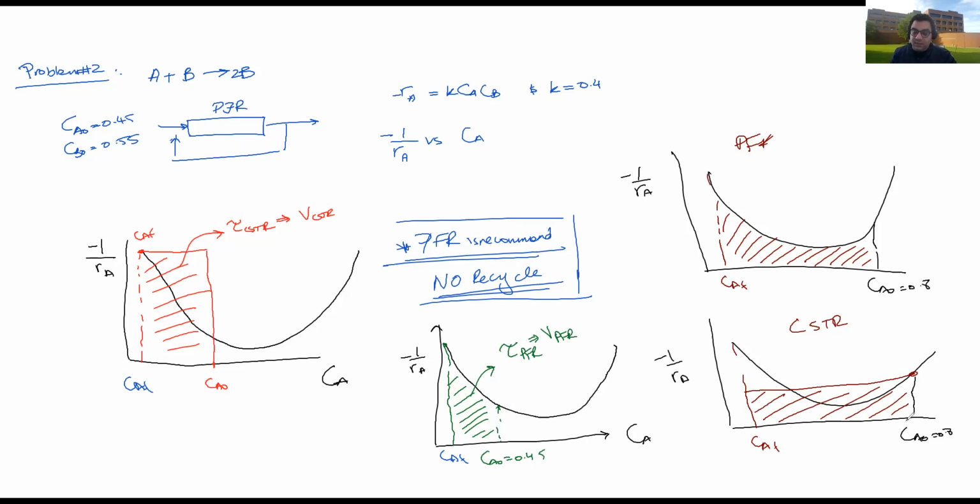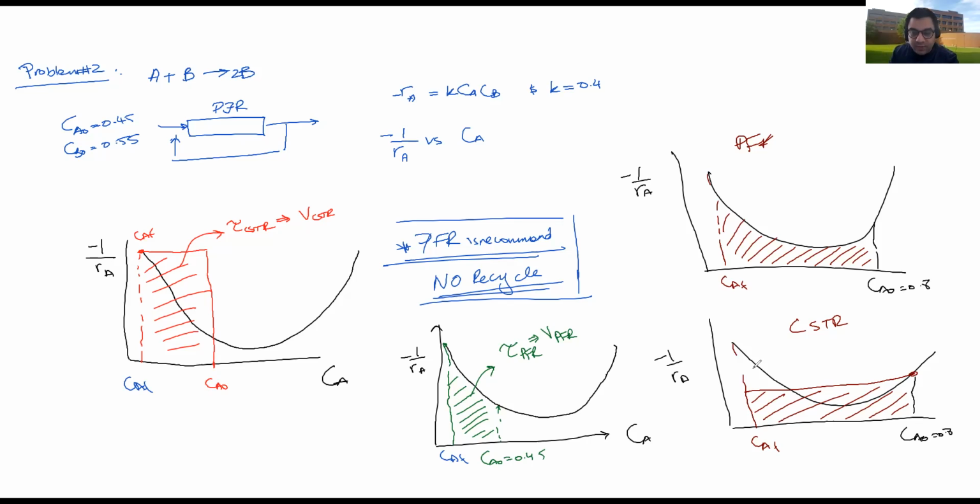So in this case, I can say, okay, I can use a CSTR or I can use a PFR with a recycle. And in this case, maybe this scenario is valid where I have a recycle. However, in the case given, because I'm starting at a concentration which is less than the maximum reaction rate concentration, then a PFR will always perform better than a CSTR.